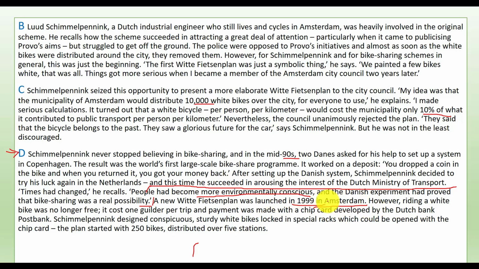Now, let's continue. A new white bike plan was launched in 1999 in Amsterdam. However, riding a white bike was no longer free. It cost $1 per trip, and payment was made with a chip card developed by Postbank. Schimmelpenninck designed conspicuous, sturdy white bikes locked in special racks which could be opened with the chip card. The plan started with 250 bikes distributed over 5 stations. Now let's go to the next paragraph.